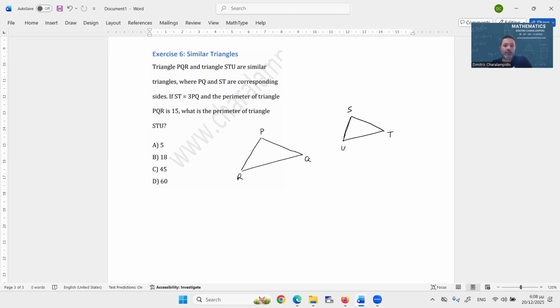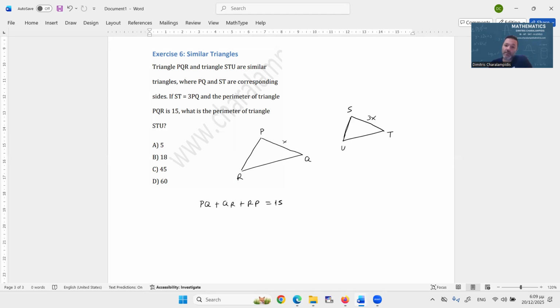PQ and ST are the corresponding sides. ST is 3 PQ. So if this is X, then ST is 3X, which means that we now know the ratio of proportion. We know that the sides of triangle STU are 3 times the corresponding sides of PQR. The perimeter of triangle PQR is 15. So, if PQ plus QR plus RP is 15, what would the perimeter of triangle STU be?